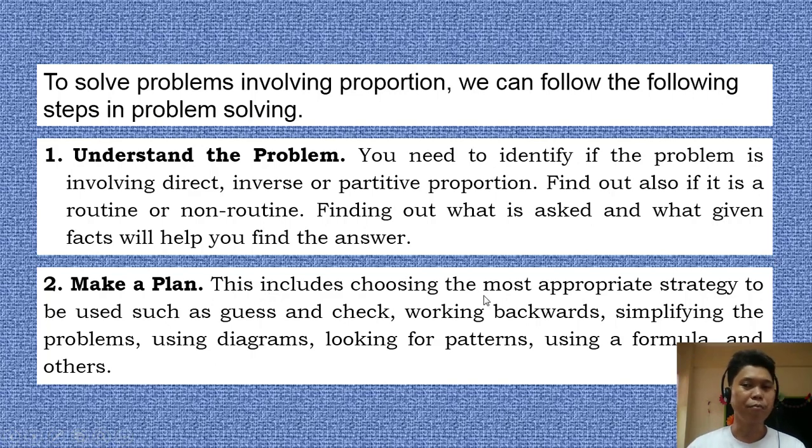So, merong mga appropriate strategy na pwedeng gamitin, like for example, guess and check or trial and error, working backwards, simplifying the problems, using diagrams, looking for patterns, using a formula, and others.